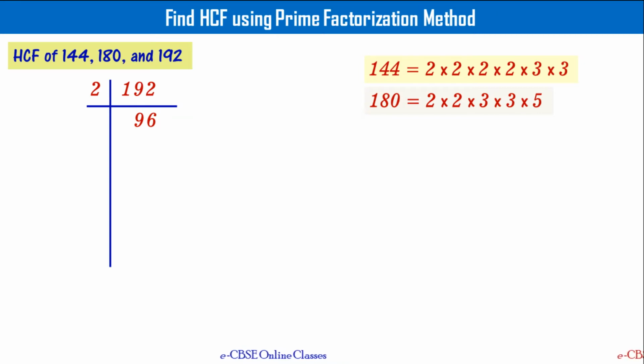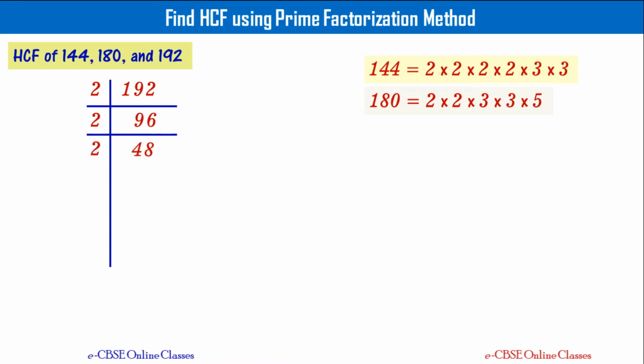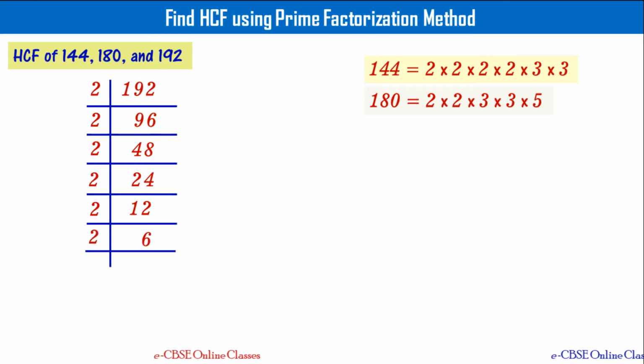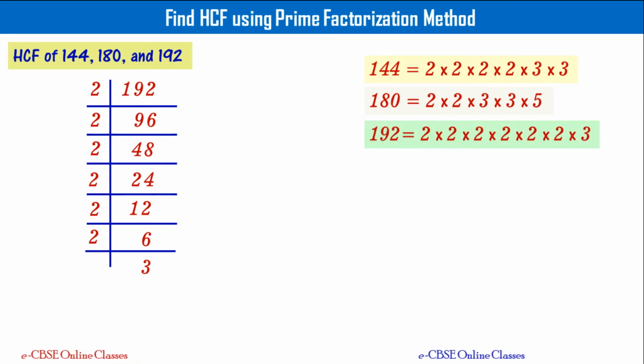You get 96. Divide that with 2. You get 48. Divide that with 2. You get 24. Divide that with 2. You get 12. And divide that with 2. You get 6. And then you divide that with 2. You get 3. Right? So 192 can be written as product of prime factors as shown here.